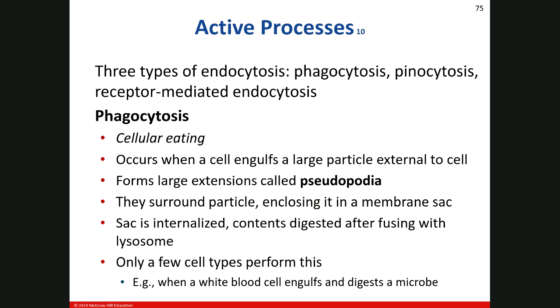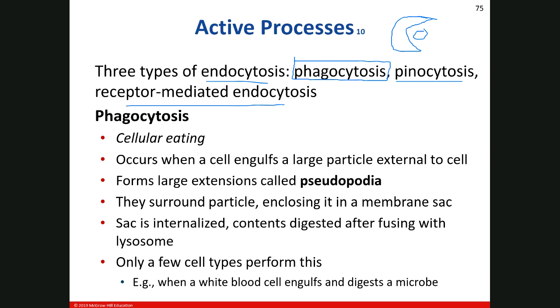Okay, so there's three types of endocytosis. Remember when I was talking to you guys about the macrophages? That was like the Pac-Man white blood cell that goes around and gobbles things up. Well, that process is called phagocytosis, which is what we refer to as cell eating. Pinocytosis, the nickname for that is cell drinking. And then we've got receptor-mediated endocytosis.